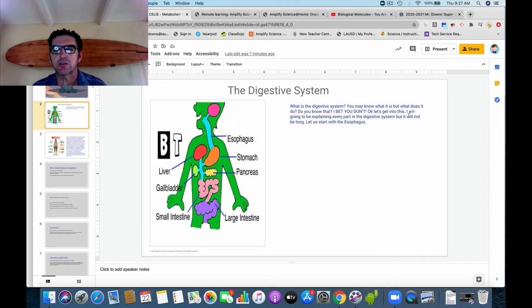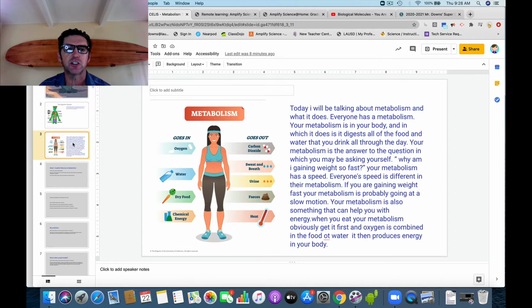What is the digestive system? You may know what it is, but what does it do? Do you know that? I bet you don't. Okay, let's get into this. I'm going to be explaining every part of the digestive system, but it will not be long. Let us start with the esophagus. So she's getting started. If she wants to do that, that's fantastic. If she goes through that, that definitely counts as a top CER, one of the systems. Let's see what else she has.